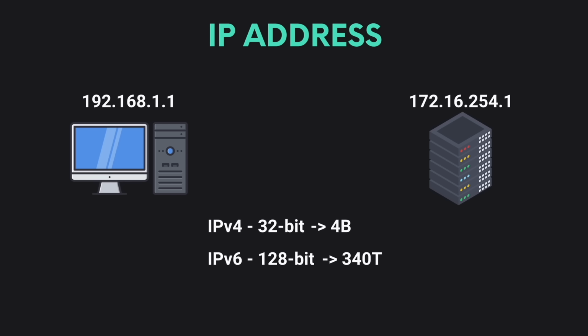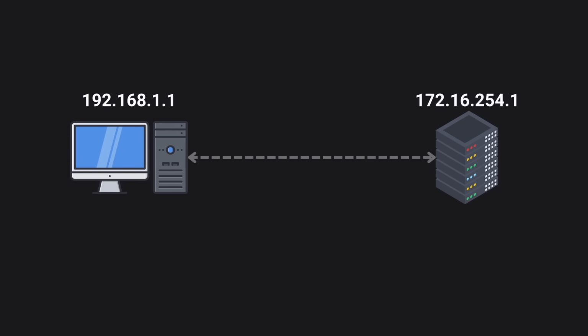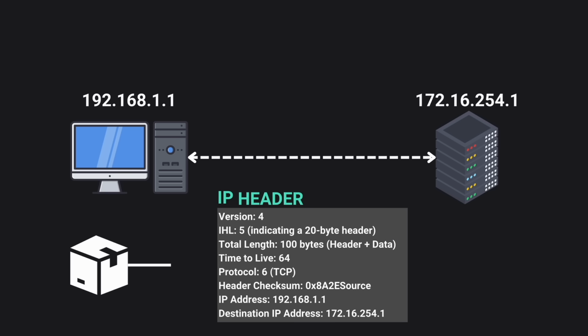However, with the increasing number of devices, we are moving to IPv6, which uses 128-bit addresses, significantly increasing the number of available unique addresses. When two computers communicate over a network, they send and receive packets of data. And each packet contains an IP header, which contains essential information like the sender's and receiver's IP addresses, ensuring that the data reaches the correct destination.